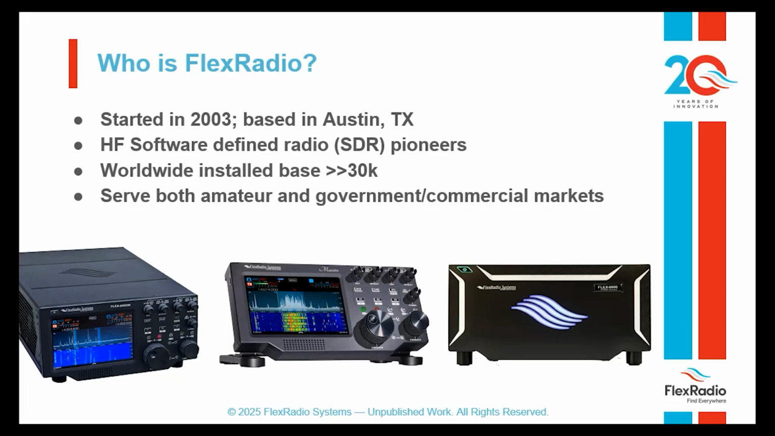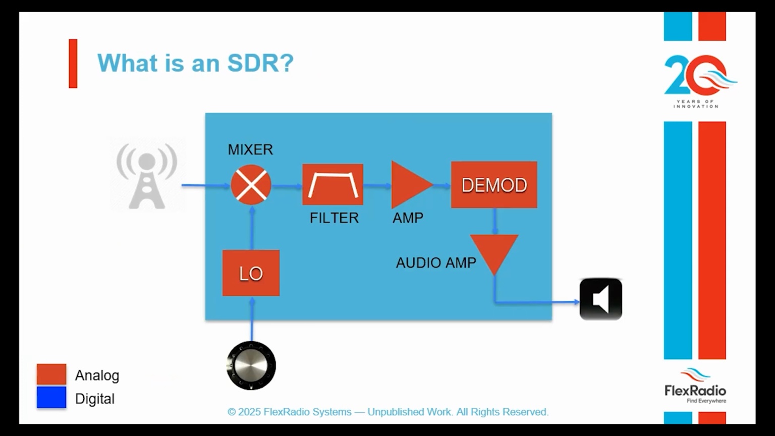Okay, so who is Flex Radio? We were started in 2003. We're an Austin, Texas company. We build software-defined radios, and we have an installed base of roughly 30,000 radios. So we're not the biggest supplier of ham radios, but we do focus on HF, and it is a substantial portion of our revenue. That's what we do.